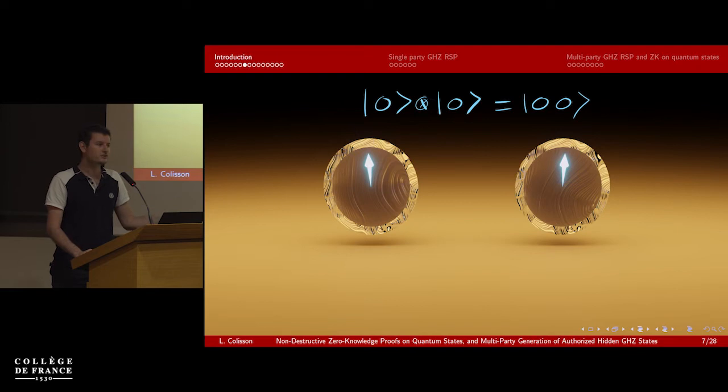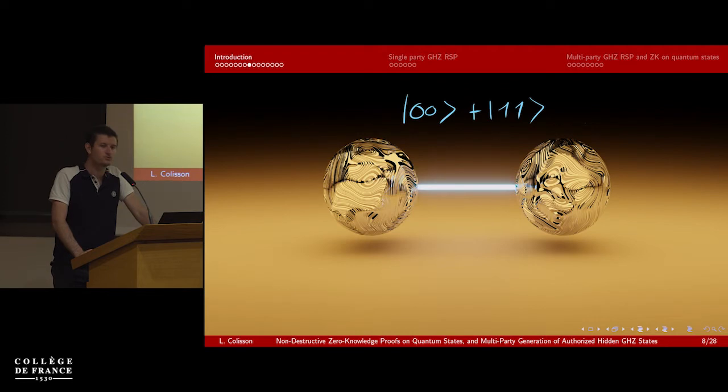Now we can also start to look at more interesting states. We can combine two states, so we can get a ket 00, and now we can do superposition on that in order to create, for example, this Bell state, which is 00 plus 11. I will represent Bell states and more generally entangled qubits with that kind of notation.